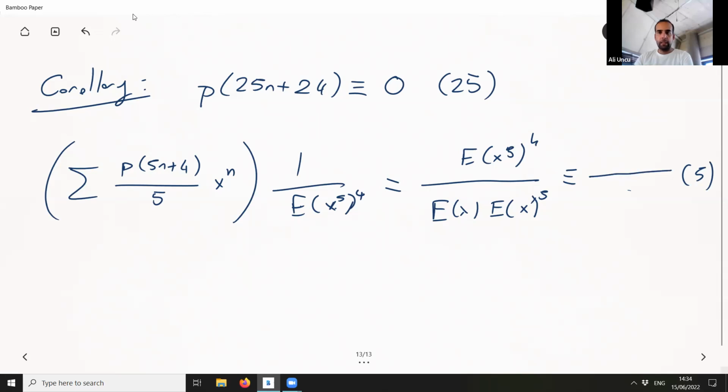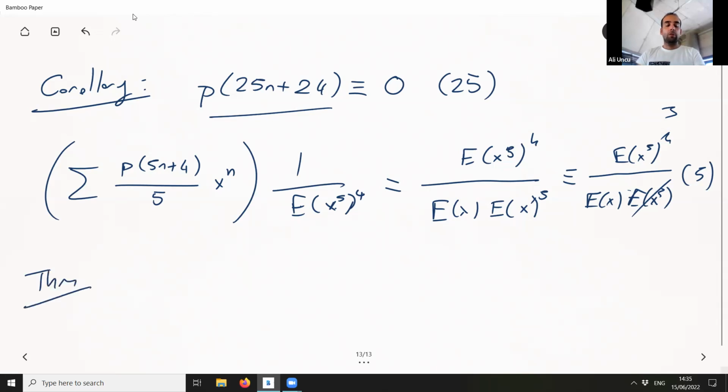So you pull that in, e of x, e of x^5, e of x^5 to the 4, so you can cancel one of them at least. And with that, you can just look through and show that every second term also satisfies this recurrence. Another theorem, this also due to Ramanujan.